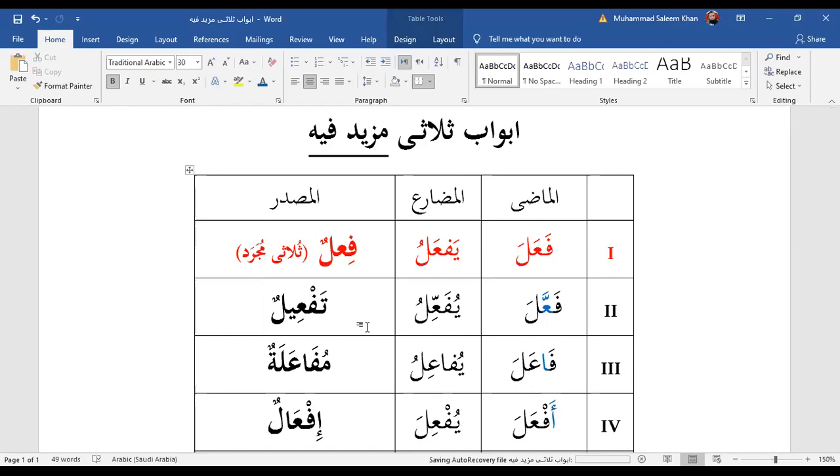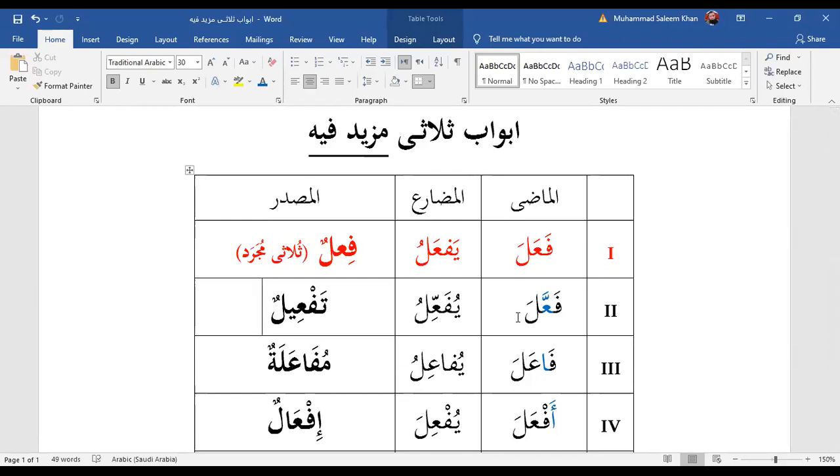Sabbaha yusabbihu tasbihan. Tasbihan. Okay, so inshallah like this. And then I will give you a small sentence which will include these 4 abwab, and inshallah then it will become more fluent and easier for you. But as of now, we only need to know sabbaha yusabbihu tasbihan.